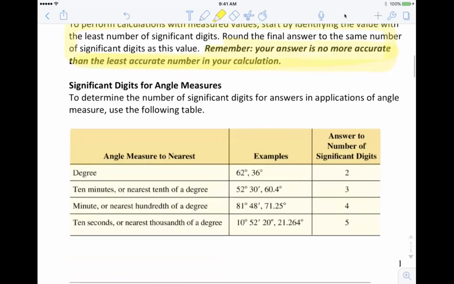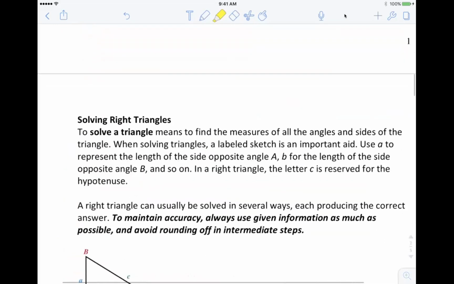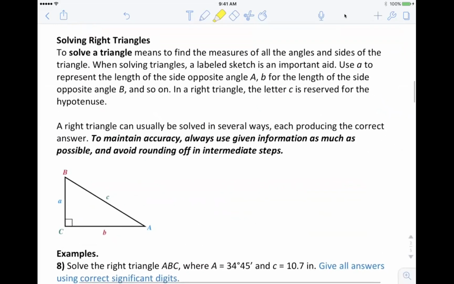Now, when you get to angles, I would refer to this table as far as significant digits because angles get a little bit different with minutes and seconds and that sort of thing. So we'll refer to that in problems when we get to it, okay? So let's jump to some problems. The problems that we're going to first encounter are solving right triangles, okay? As long as you're given a little bit of information about the right triangle, you can solve it. Solve it means you find all of the measures of the sides and the angles.